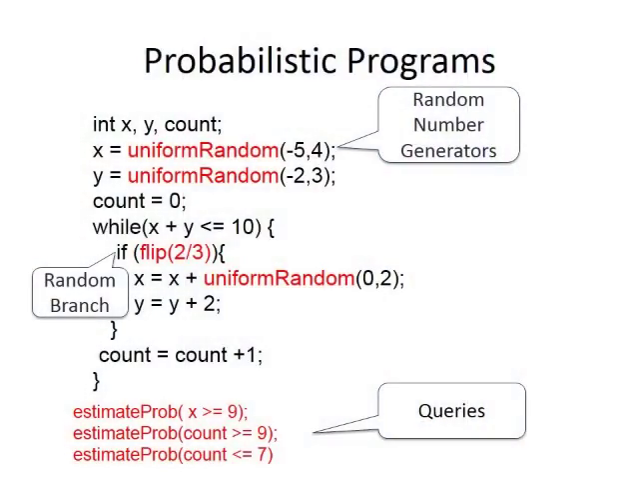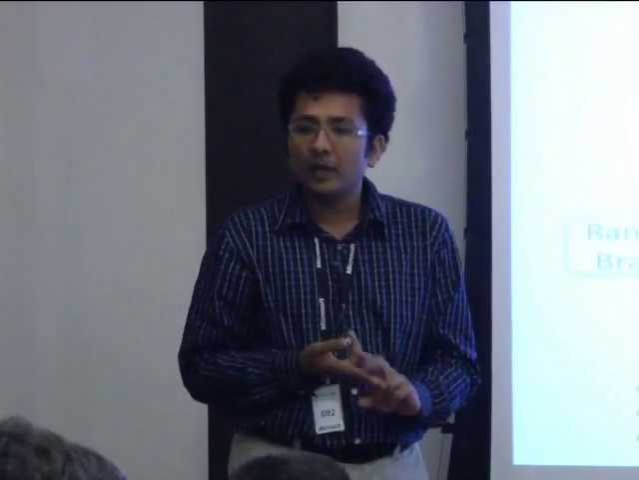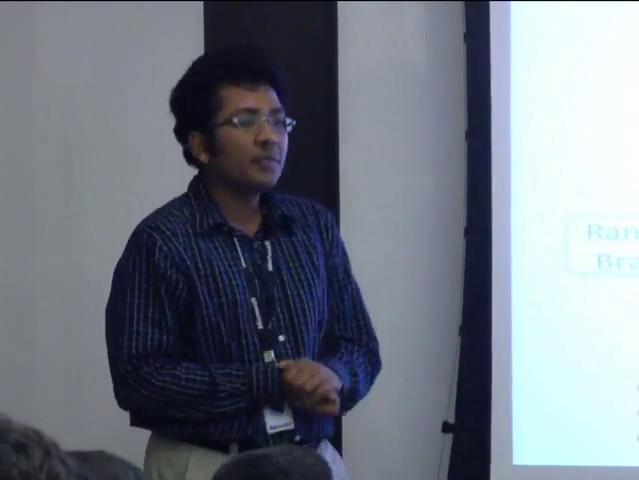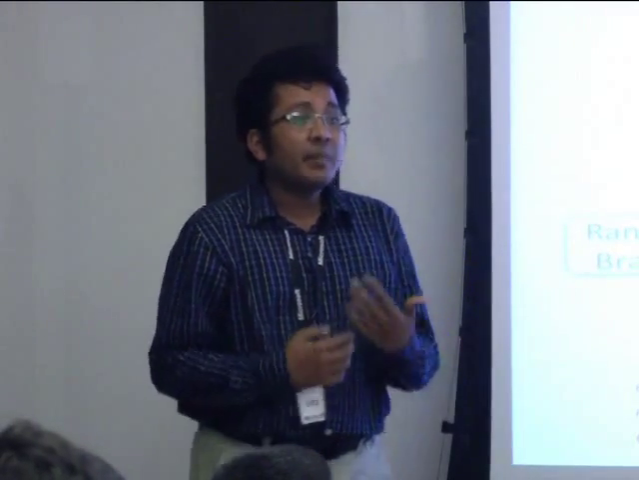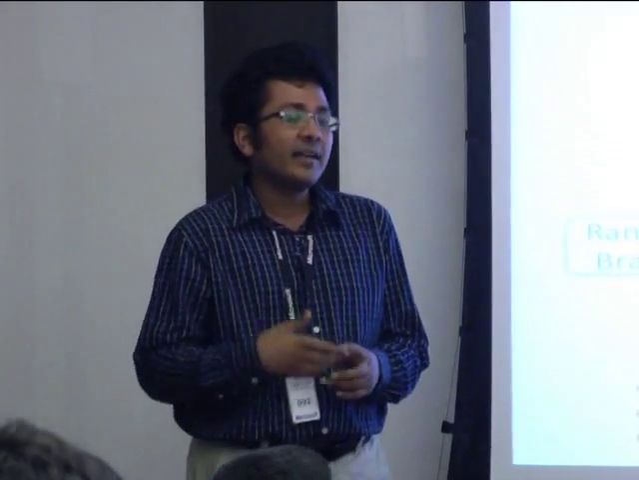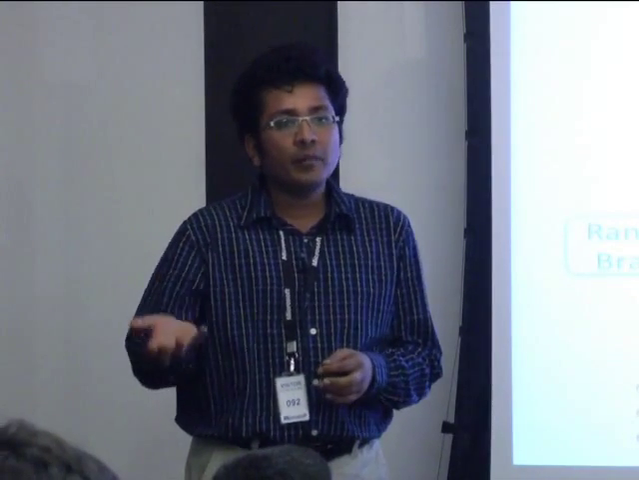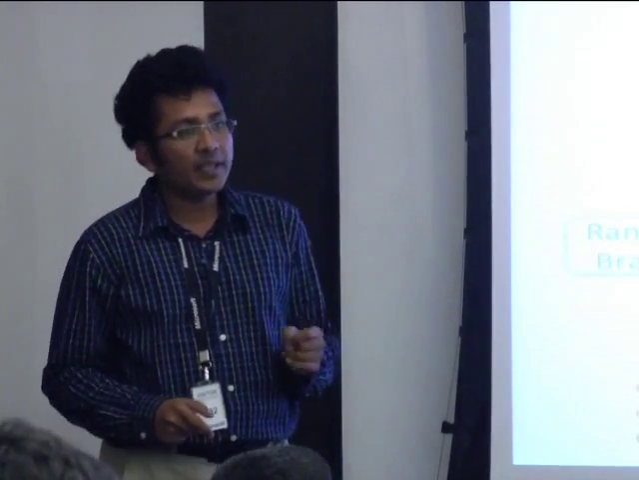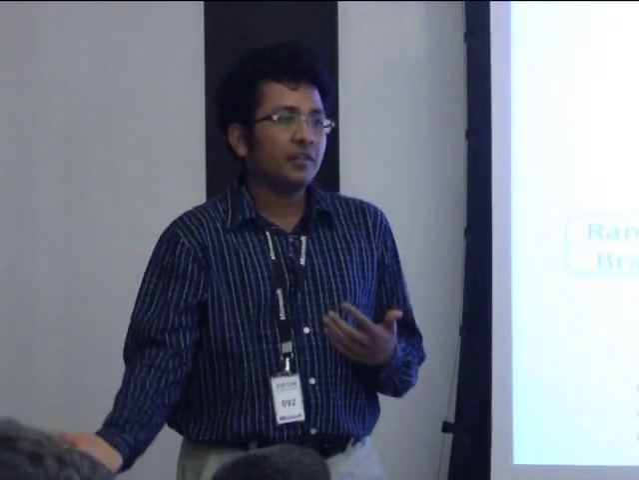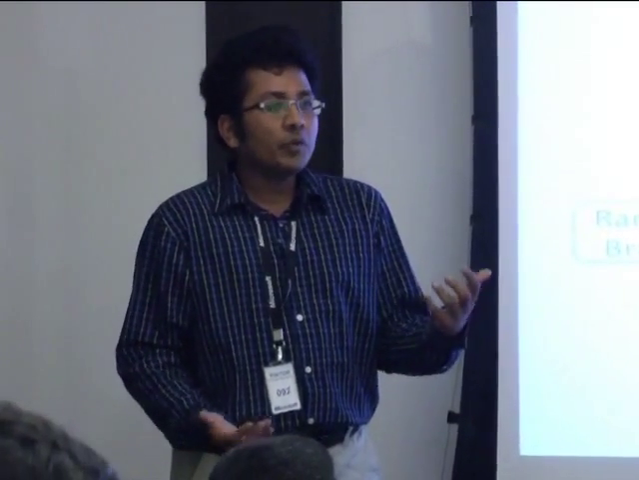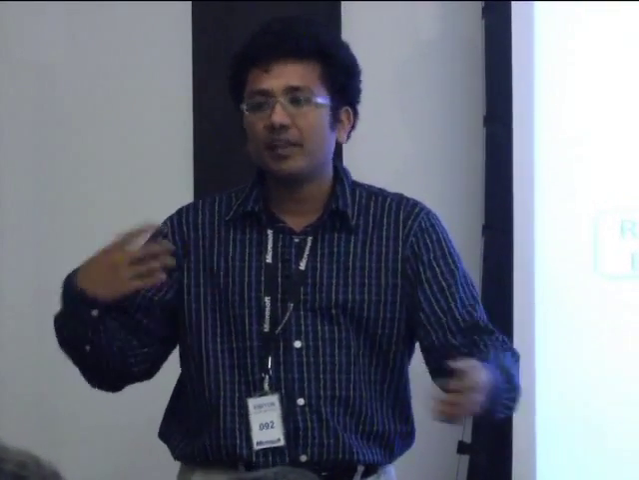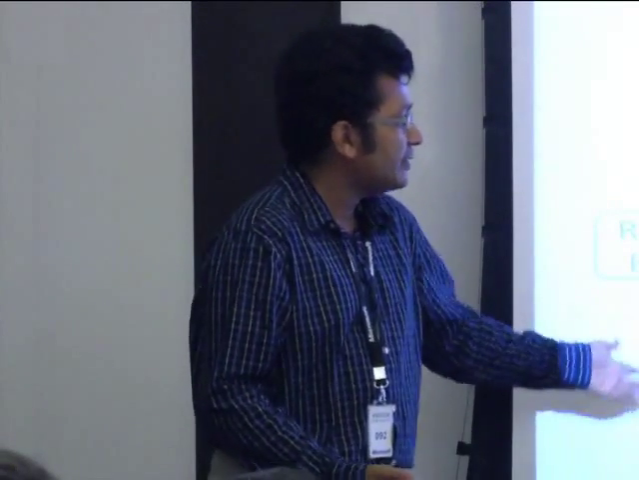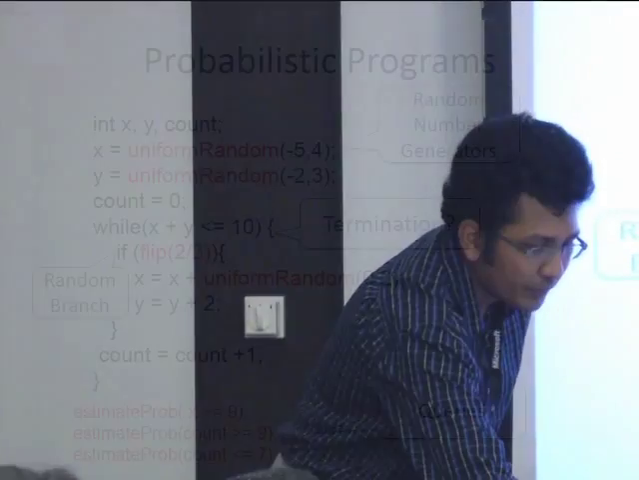Let me give you the target of what we are after. There will be two, and I'll introduce the second one later. One of the targets is that we want to answer queries. Queries could be, at the end of the program, let's estimate the probability of X being greater than or equal to 9. In a regular program, you would put an assert there and ask whether the assertion fails or not. In a probabilistic program, you want to know the answer as a probability. In a regular program, you just want to know whether it fails or not. So you can have these queries, and our goal is to calculate them.